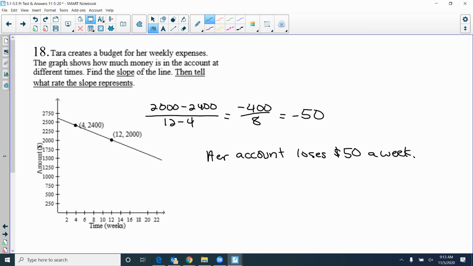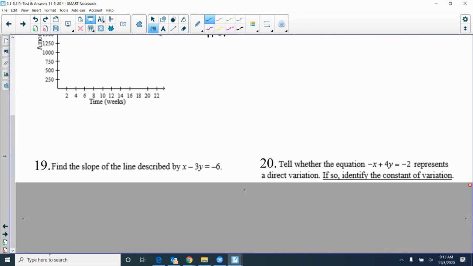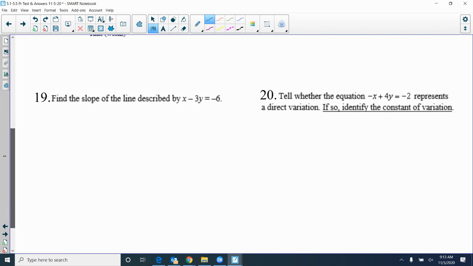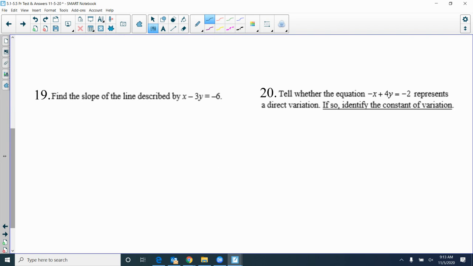The amount of money lost per week? Yeah, but you need to tell me how much she loses per week. Say she loses $50 per week. You need to put a dollar sign in there. Okay, a dollar amount. All right, so for 19, I want to make sure we get to these others. For 19, you're going to find the x and y intercept and then find the slope. So find the 2 points, use those to find the slope.